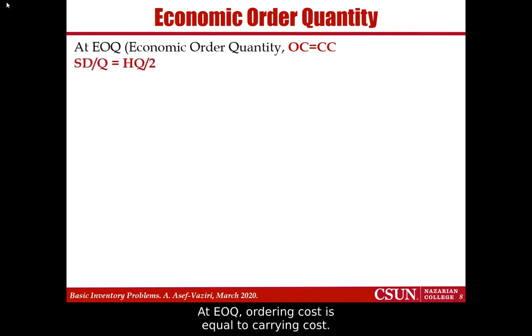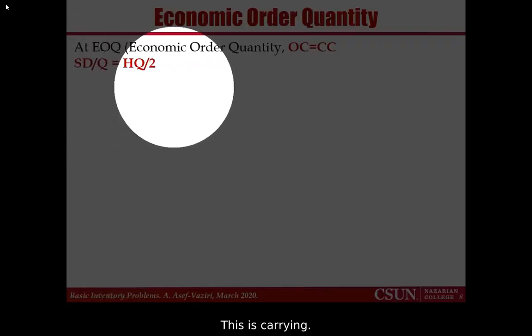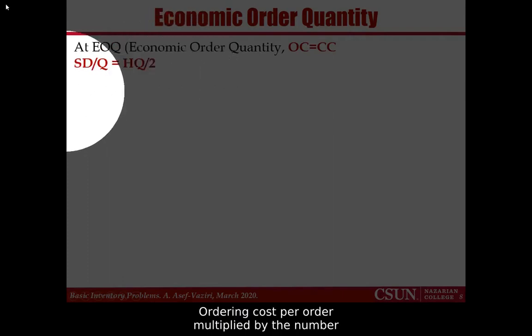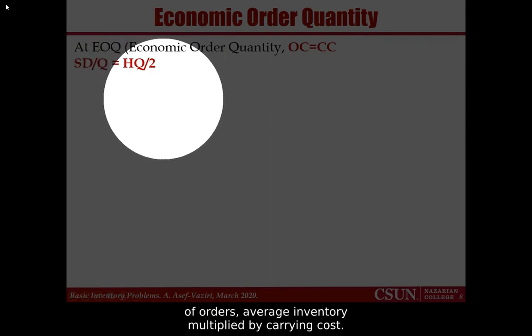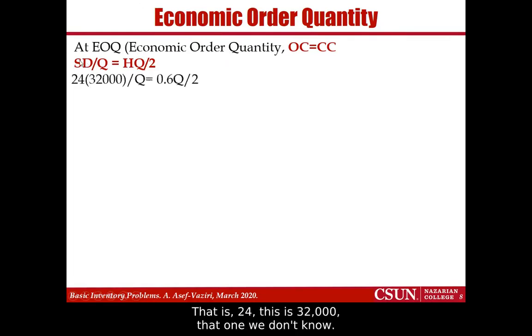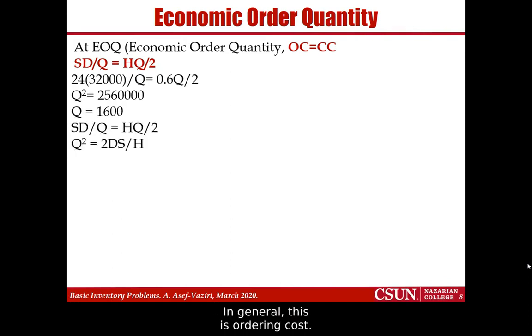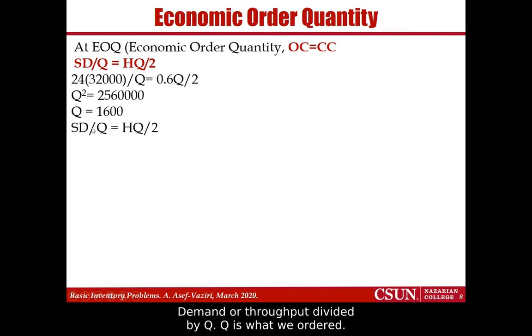At EOQ, ordering cost is equal to carrying cost. This is ordering cost. This is carrying. Ordering cost per order multiplied by the number of orders. Average inventory multiplied by carrying cost. These two are equal to each other. That is 24. This is 32,000. That one we don't know. This is 0.6. This is Q divided by 2. One equation, one unknown. We can solve it. Q squared is equal to this number. If you compute square root of it, it is 1600.